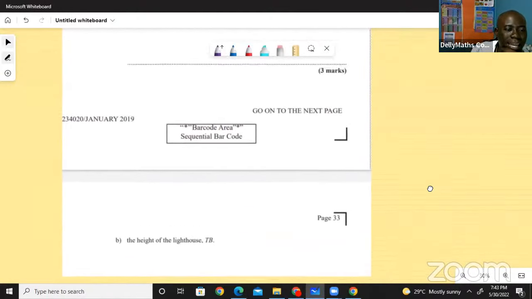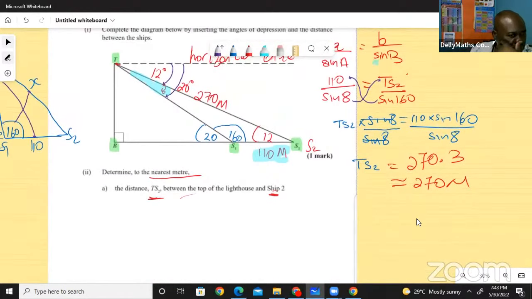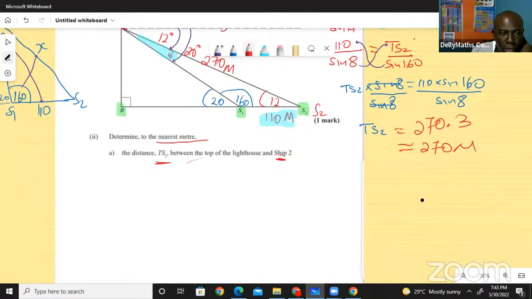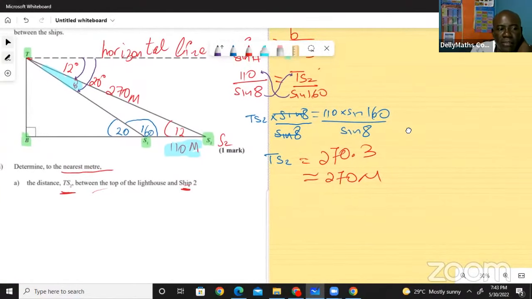The height of the lighthouse, TP. So now they want us to find the height. Well, you could find the height, right? In finding the height, I would suggest that you focus on the very big triangle. Let's push this to the side. Focus on the big triangle to find the height. And what do I mean? Here is the big triangle.